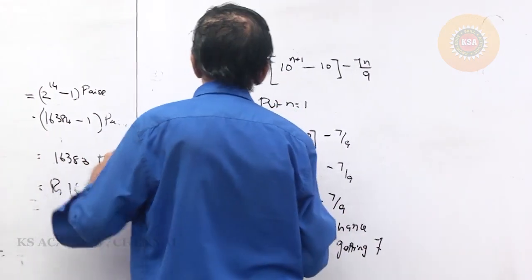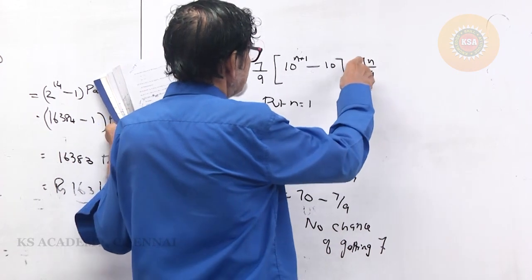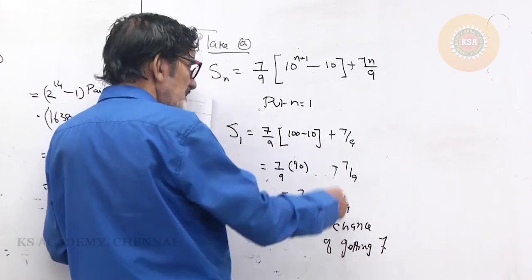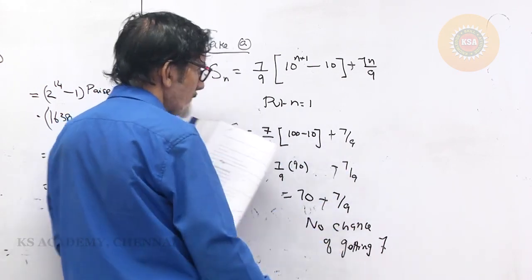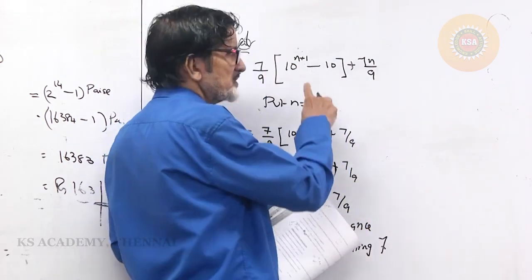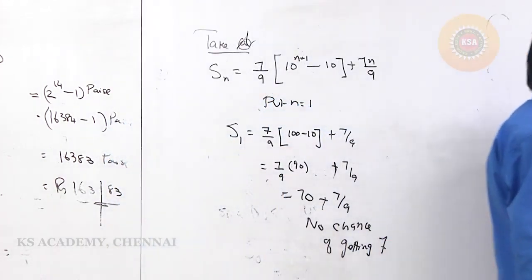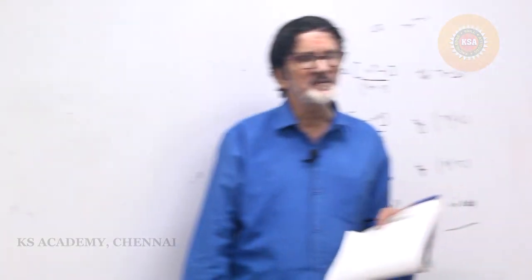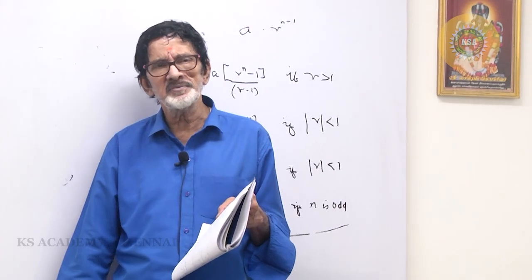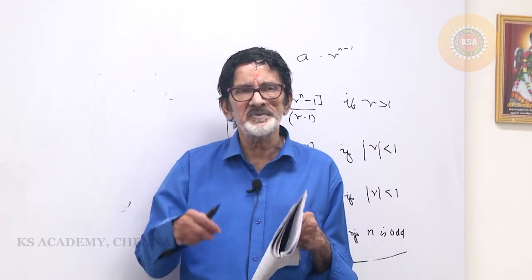Here, plus 70, again no chance of getting 7. First option, second option, what is the difference here? Plus. Do the same manner. Plus 70 means the answer is more than 70. You have to write that I am not getting 7. There is no chance of getting 7. How can you get 7? 70 plus.